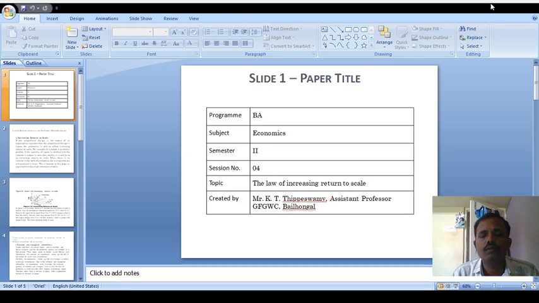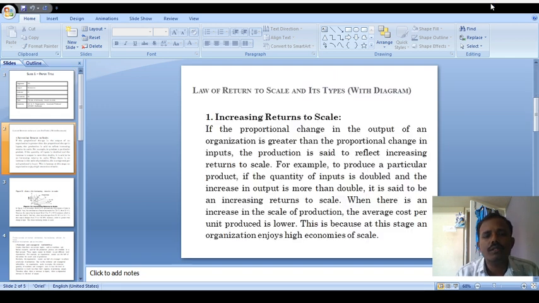Hello students, let us continue the discussion of the law of increasing returns to scale. In the last class, we saw the law of returns to scale and its basic types. In this session, we see increasing returns to scale.